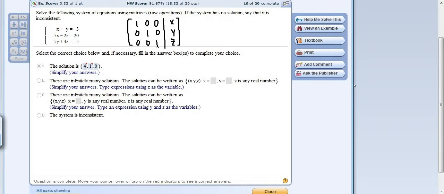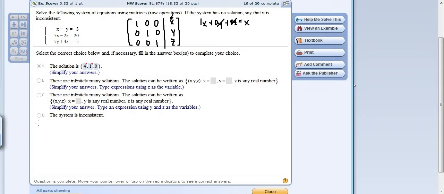where you have ones on the diagonal and zeros everywhere else, because this essentially means that the first row means 1x plus 0y plus 0z equals that x value. So when we have that set up, there is no y and no z, so x is whatever number results from these row operations. And likewise, the second row means that's the y, and the third row means that's the z.